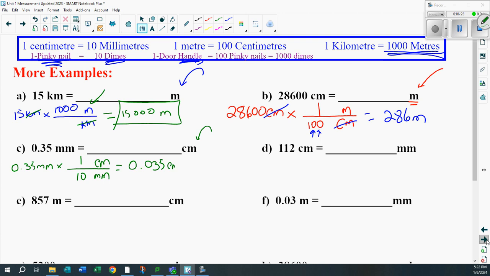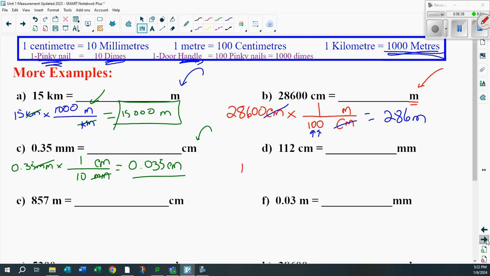0.035 centimeters. That's the one I usually catch people on because they tell me it's 3.5. No, it's not. You're dividing by 10. Why? Because look, millimeters and millimeters cancel. There's 10 dimes in the pinky. Ooh, okay, let's try this one then.